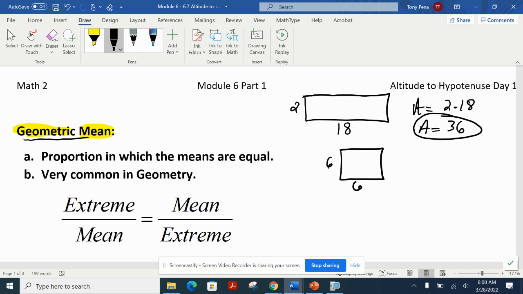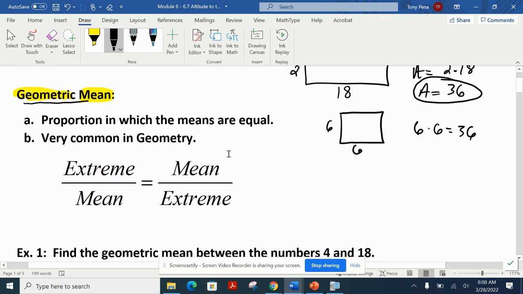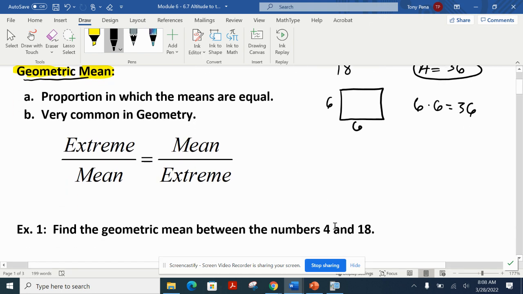And we'll show this algebraically here, what this little setup gives you, and how these end up being the same. 6 times 6 would give you this 36. Okay? So here's how we're going to set up this proportion to show that. And then we'll do the same thing with our area using these numbers.